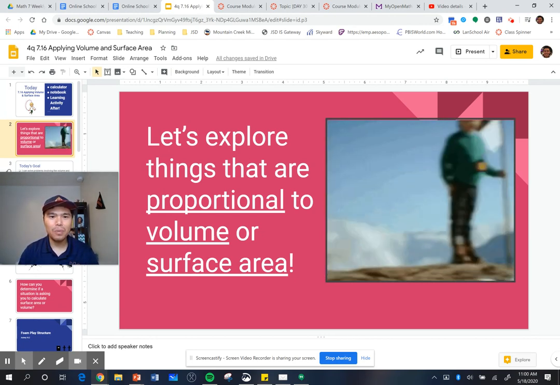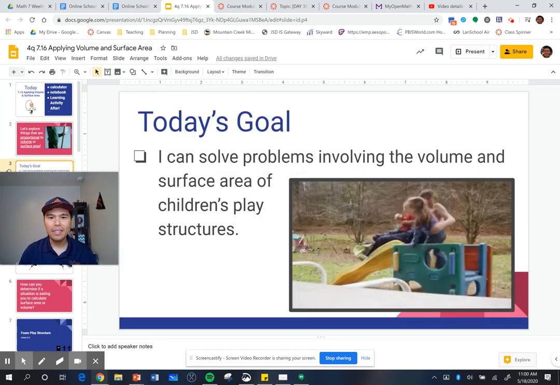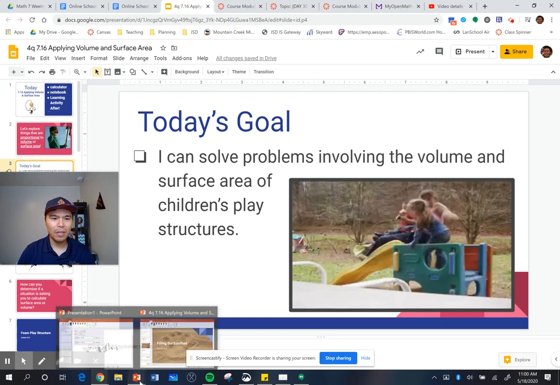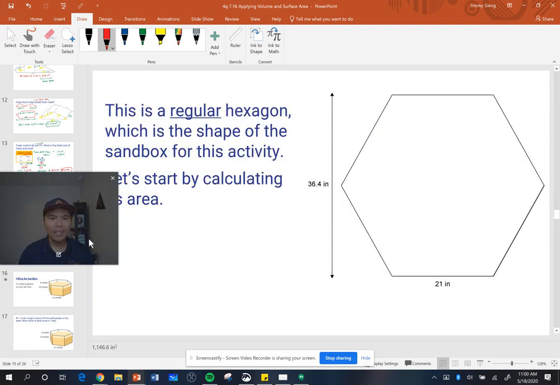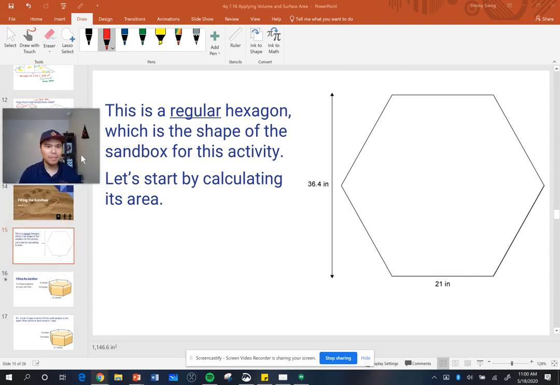Okay, so we're going to use things that are proportional to volume or surface area. The goal today is to still use children's play structures and find the volume or surface area of them. Let's look at filling the sandbox for today, all right? We're going to look at an octagonal sandbox, I guess you can call it.